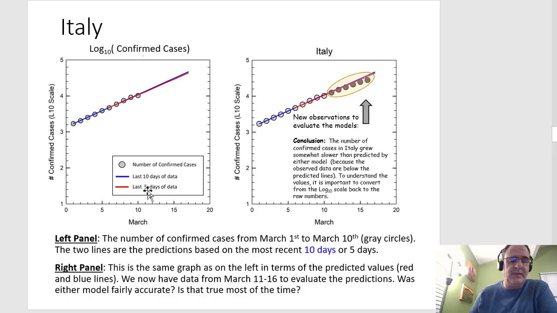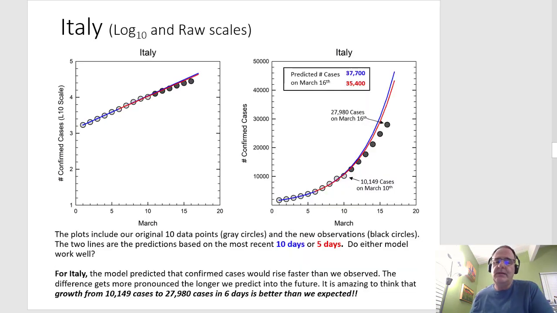So for us to evaluate this and understand really the magnitude, we need to put it back in the original metric. So here is exactly that process. Because I have data through March 16th, I'm now going to be talking about predictions through March 16th and evaluating this model. So on the left, gray dots, raw data.